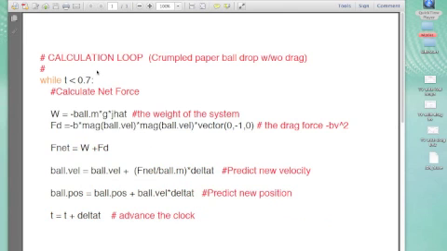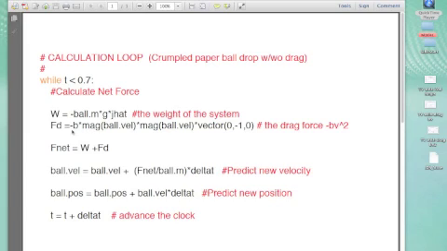This is the calculation loop I used for the crumpled paper ball. We dropped the paper 2.5 meters, so less than a second. Our 0.7 seconds was fine here. This is the weight of the system. This is just the mass of the ball times g, 9.8 times j hat in the downward direction.